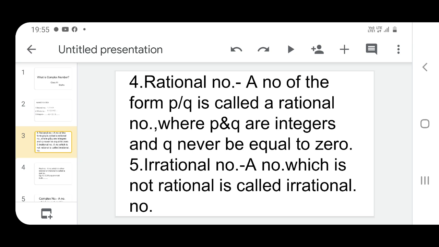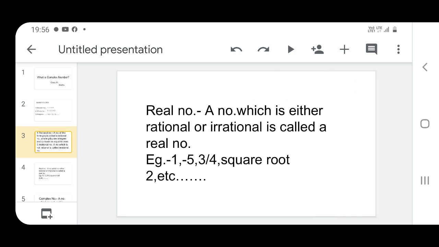After rational numbers, we are going to explain irrational numbers. A number which can never be written in the form of p by q is called an irrational number. In other words, a number which is not rational is called an irrational number. For example, square root of 2, square root of 3. These numbers cannot be written in the form of p by q, so these numbers are called irrational numbers.